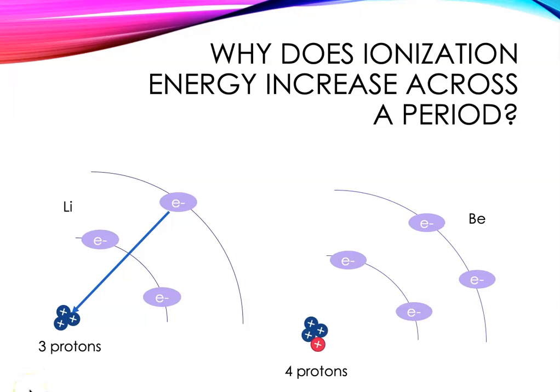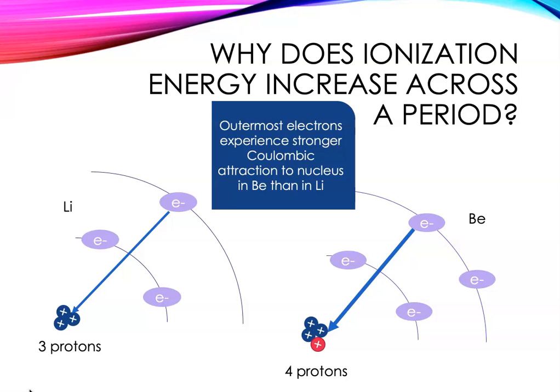But when I look at beryllium, I have 2 electrons in energy level 1 and 2 electrons in energy level 2, but I have 4 protons. And so the Coulombic attraction between the electrons in energy level 2 of beryllium and the 4 protons in the nucleus is a stronger Coulombic attraction, and that's the heart of this explanation. The outermost electrons in beryllium experience a stronger Coulombic attraction to the nucleus than the outermost electrons of lithium, and that's why ionization energy increases as we go from lithium to beryllium.